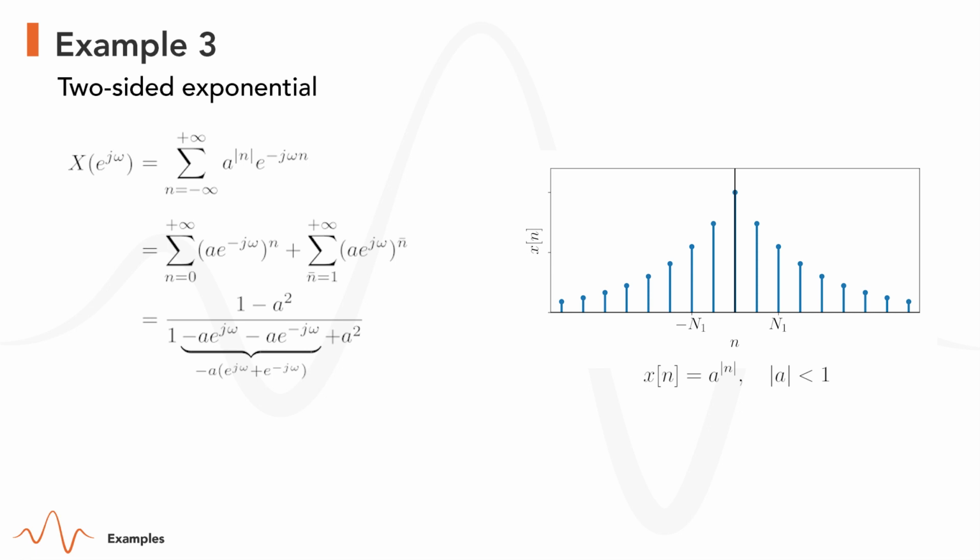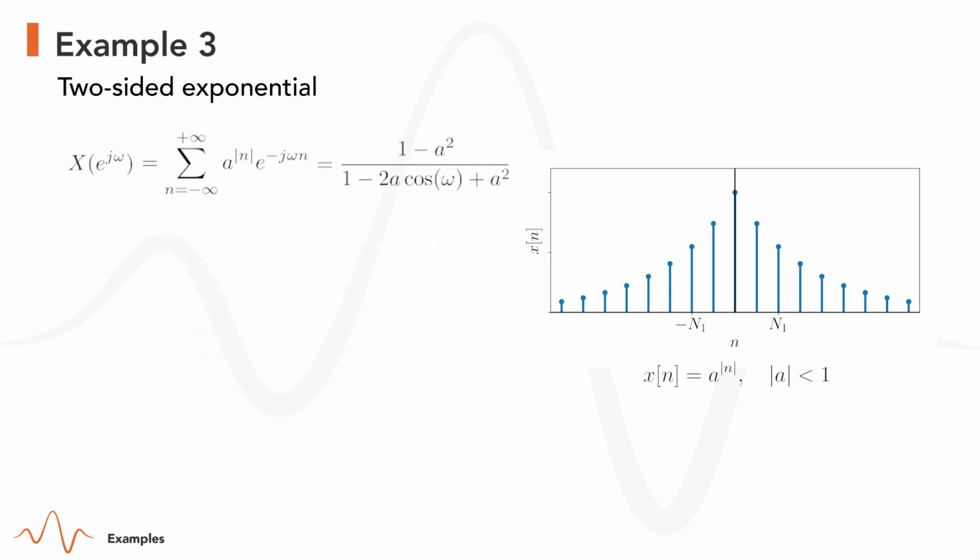From the definition of complex exponential, we know that e to the power of j omega is cosine of omega plus j sine of omega, and that e to the power of minus j omega is cosine of omega minus j sine of omega. If we add these two expressions, we conclude that e to the power of j omega plus e to the power of minus j omega is equal to 2 cosine of omega, and by replacing this fact in the original expression, we obtain the final expression for the discrete-time Fourier transform of a two-sided exponential.